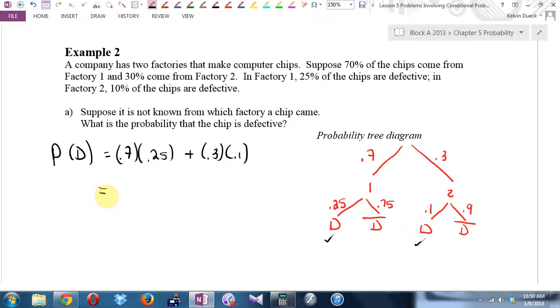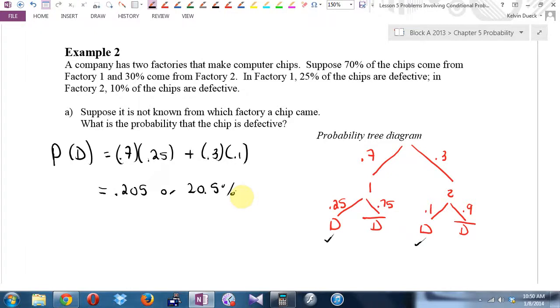Colin, what'd you get? 0.205? Or 20.5%. So about 1 in 5 chips, because 1 in 5 is 20%. So a little more than 1 in 5 chips will be defective. That's pretty bad already. By the way, I made these numbers up just to make them nice, right? In real life, hopefully you'd have those percentages way lower.